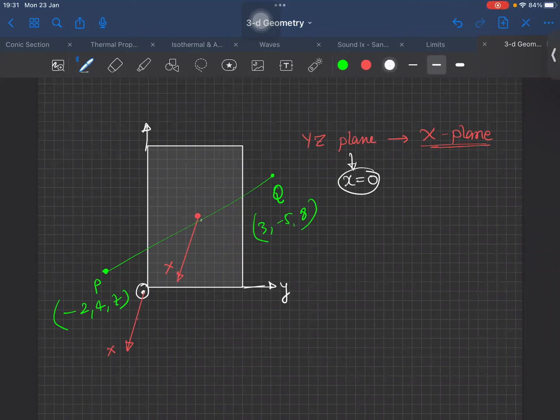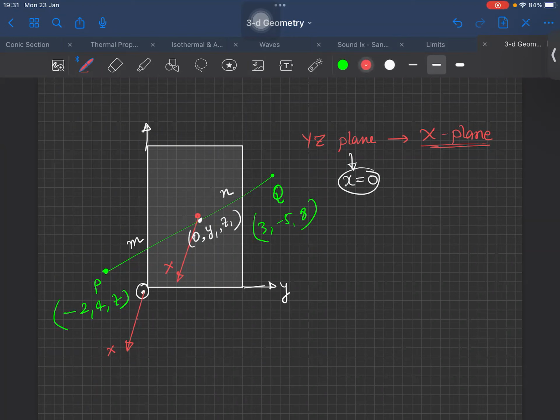Now it intersects at this point, which is (0, Y1, Z1). Let's say this is Y1 and Z1, because we don't know what Y1 is, we don't know what Z1 is. Also, we don't know M and N as well. So we need to find this ratio. How will we do that?